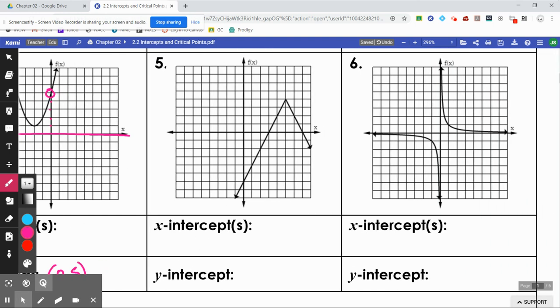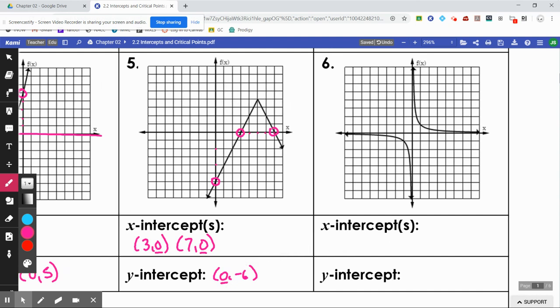Number 5, x-intercepts appear here and here where it crosses the x-axis. That's going to be at 3, 0 and at 7, 0. My y-intercept, find your y-axis and go down to where it crosses. It's going to be right here, 0, -6. And again, you see at an x-intercept y is 0, at a y-intercept x is 0.